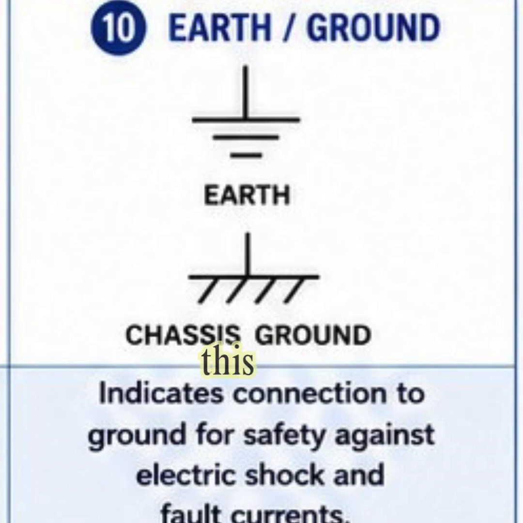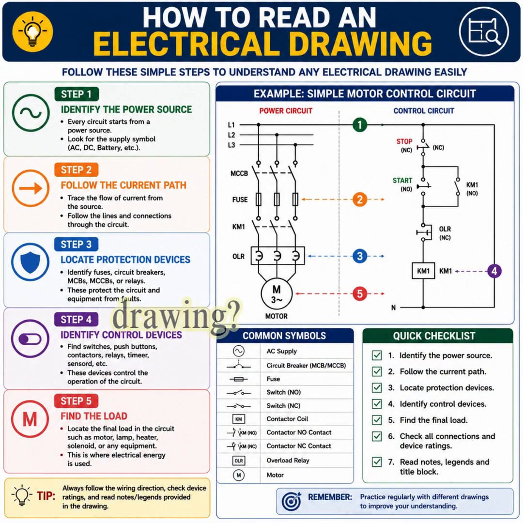10th, earth symbol. This symbol indicates a connection to ground. It provides protection against electric shock and fault currents. How to read an electrical drawing.